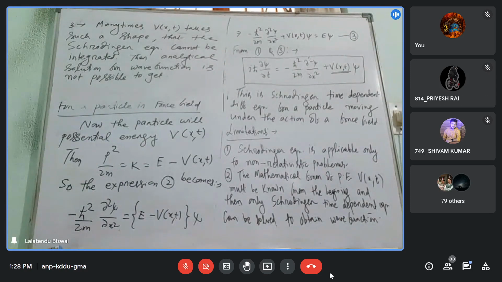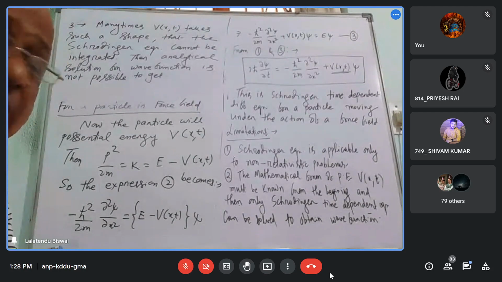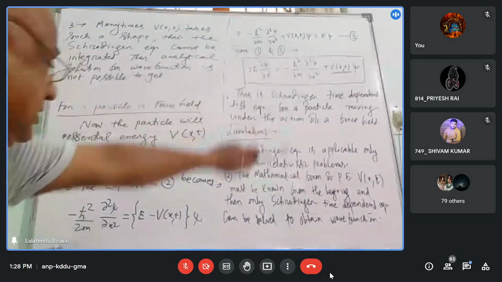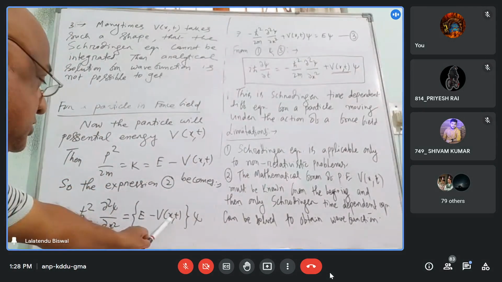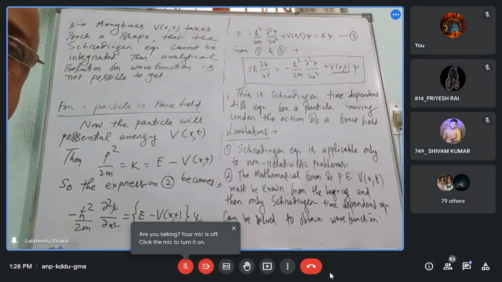But very interestingly, there are cases where this potential energy, which I have indicated as a function of position and time... many times we deal with situations where the potential energy is not a function of time.